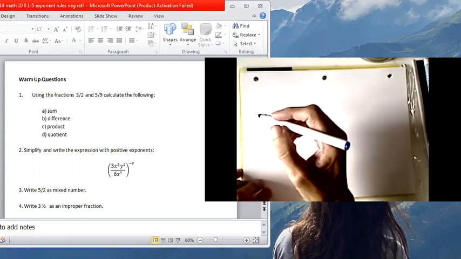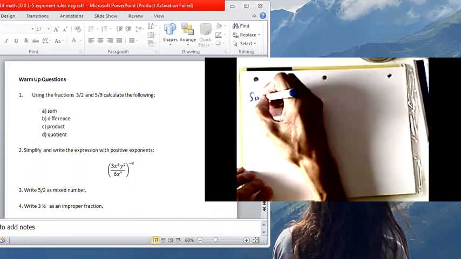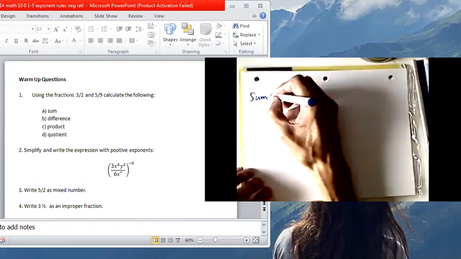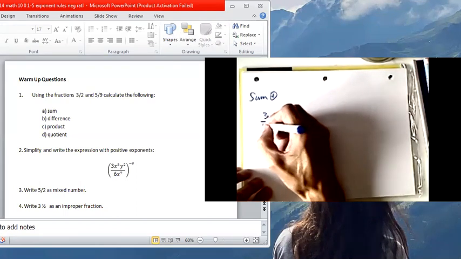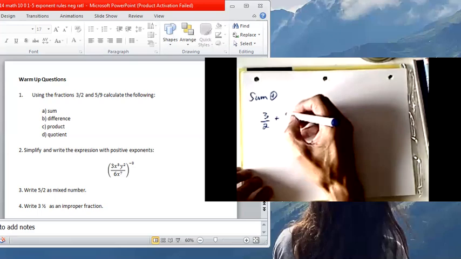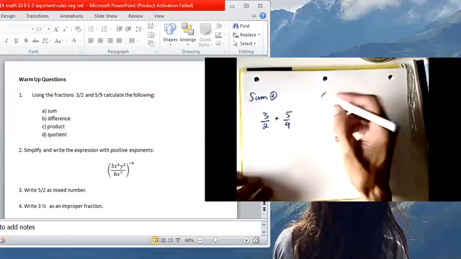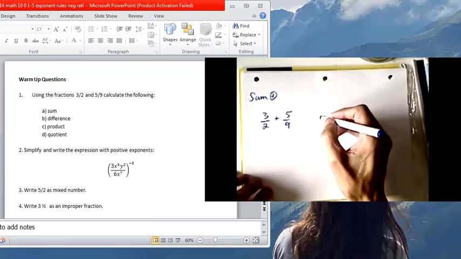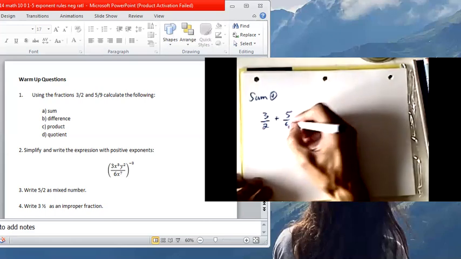The first part is to add these two fractions together. So as I was saying, when you're adding, that's talking about the sum. So that is 3 over 2 plus 5 over 9. Now, what has to happen when you're adding fractions is you need a common denominator. That is, the bottom parts have to be the same.